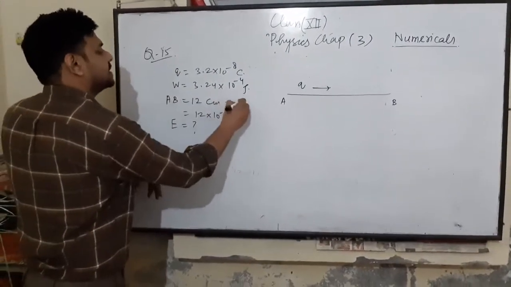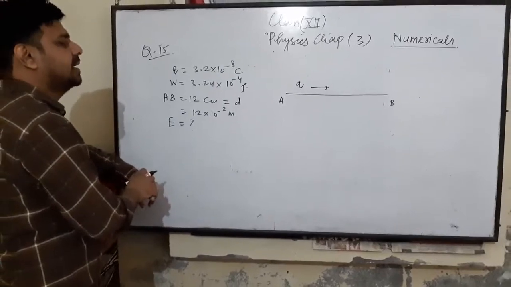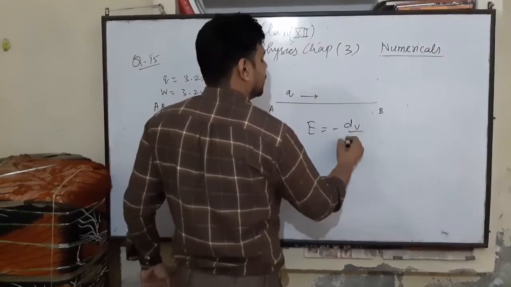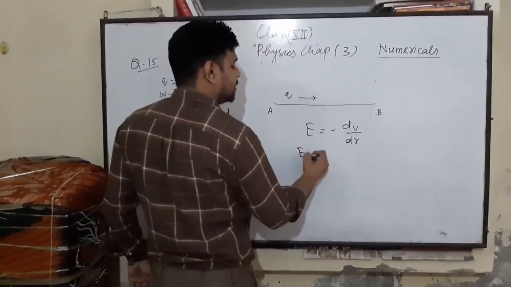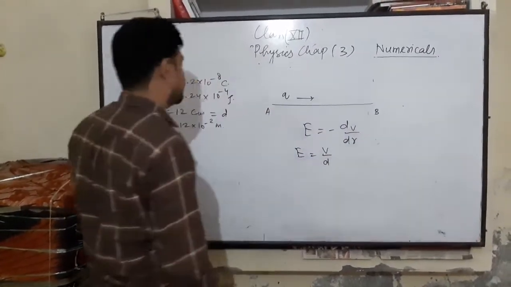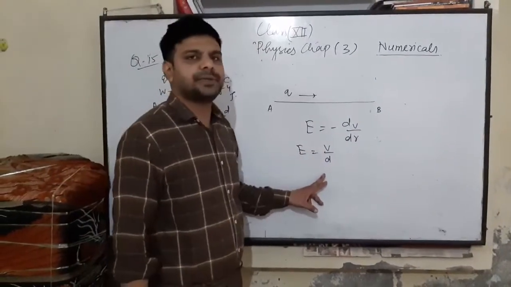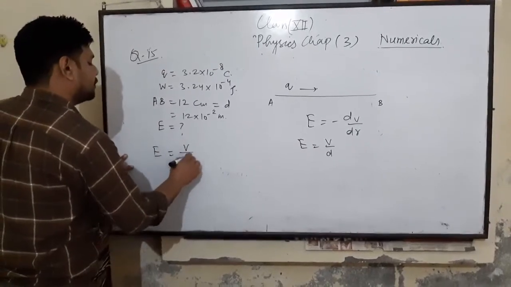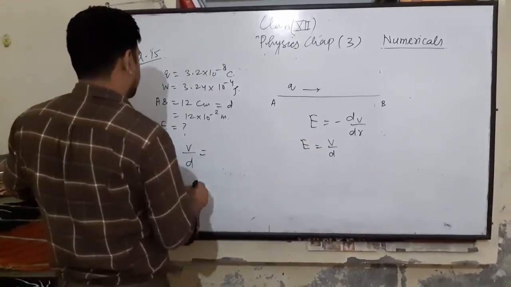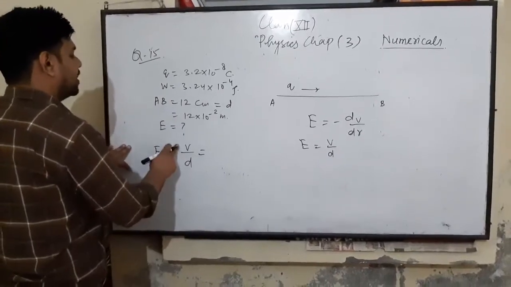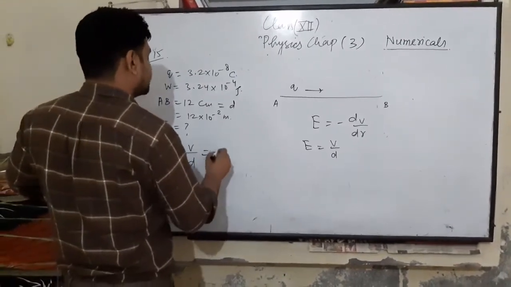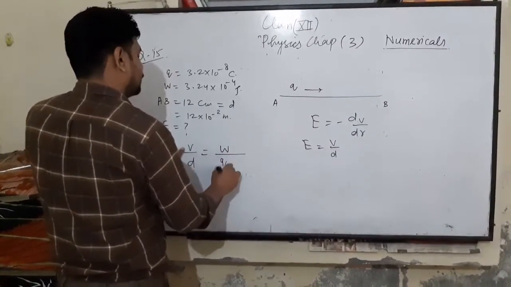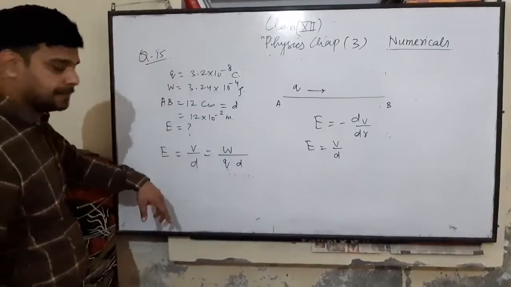Let's say the distance is d. From the potential gradient, I have told you we have a formula E is equal to minus dV over dr. For a uniform field, we will use E is equal to V over d, where V is the potential difference and d is the distance between the 2 points. So E is equal to V over d. Now V is equal to W over Q.